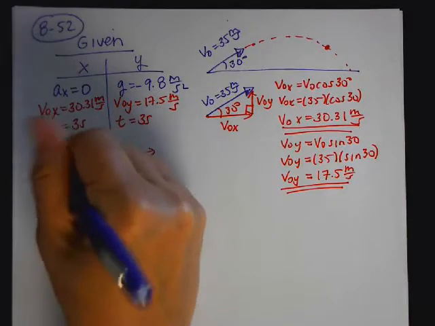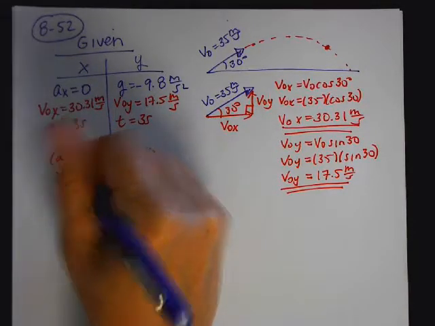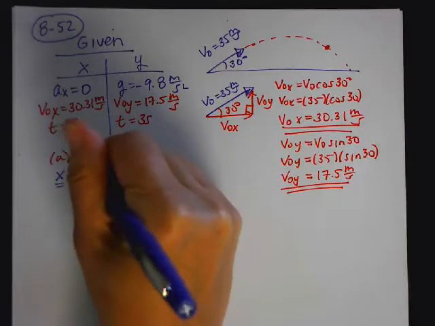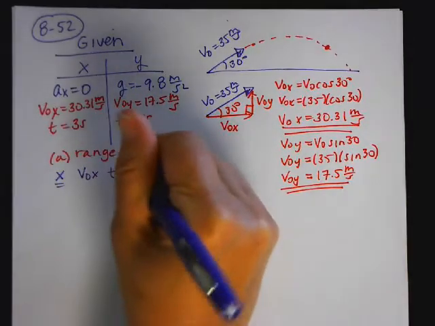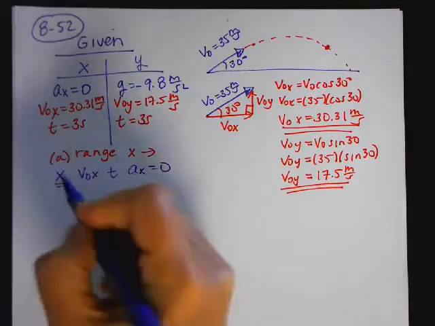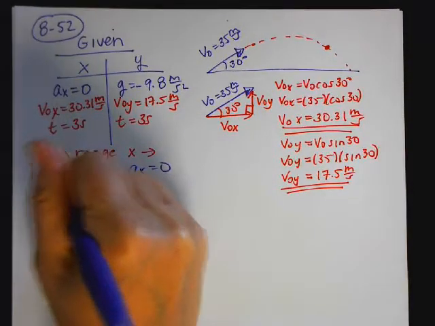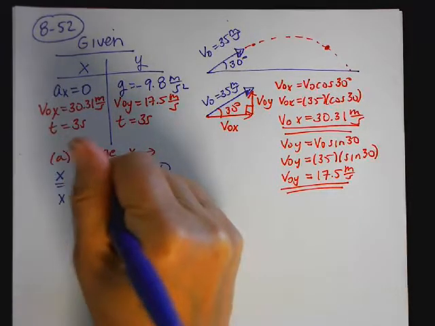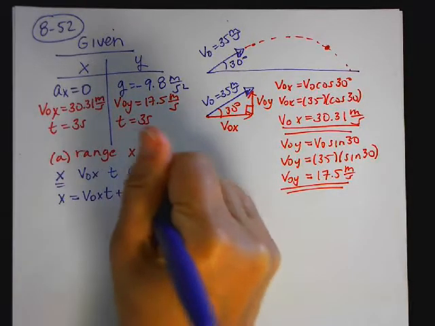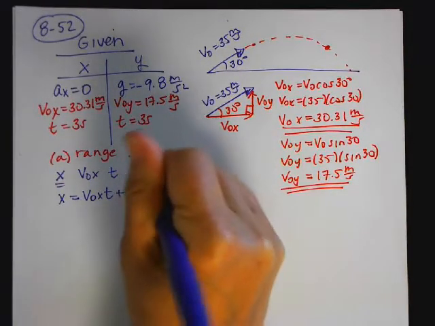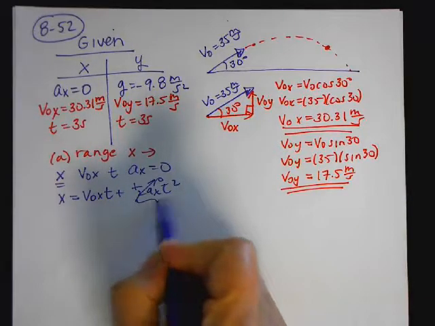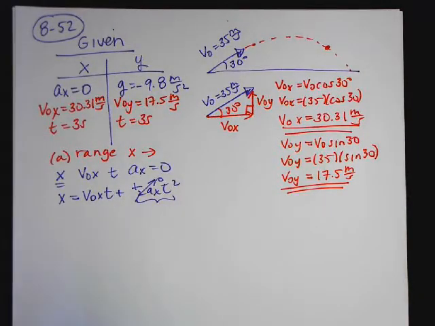Well, I have x, I want to find x, I have v0x, I have t, and I know ax is 0. So I'm going to say, well, which equation has those 4 variables? Well, I know x is equal to v0x t plus 1/2 ax t squared, but this goes to 0. You don't necessarily have to write this, but that's where this equation came from.